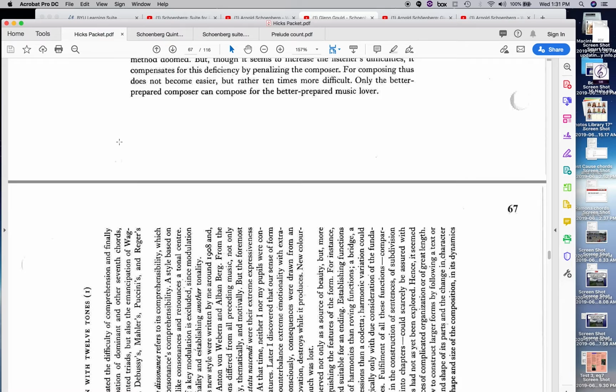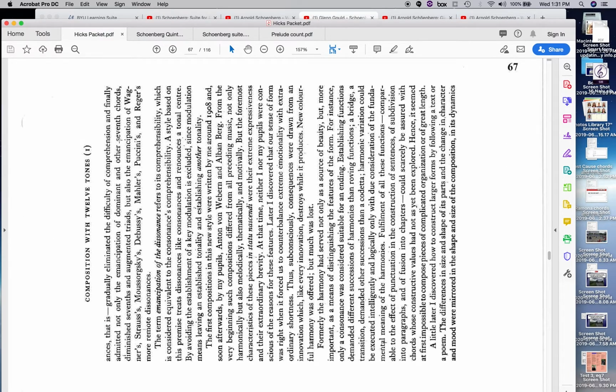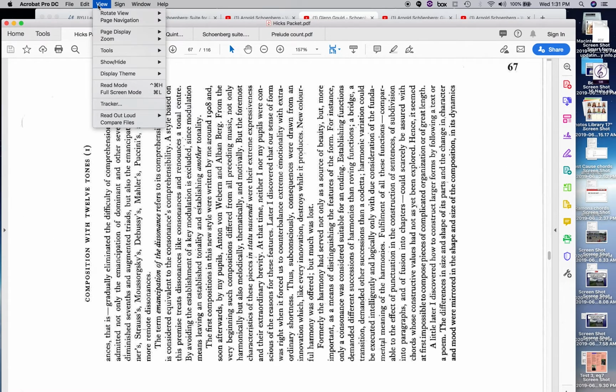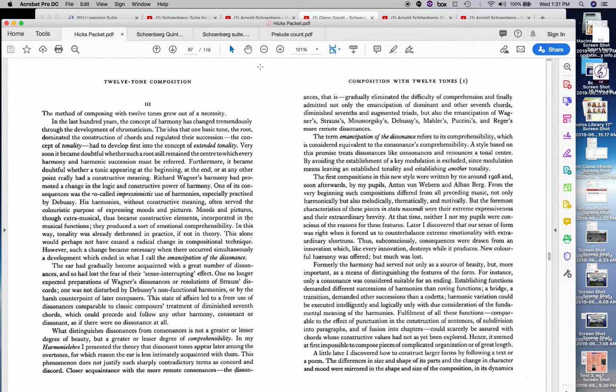So this starts to say, let's look at a little bit more of this. Okay, here we go. Okay, so he goes through this historic sketch of European classical music. We talked about this, the emancipation of the dissonance, and how gradually, previously dissonant intervals start to become accepted as consonances.